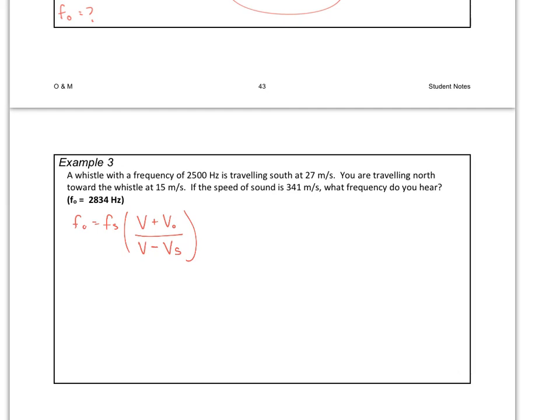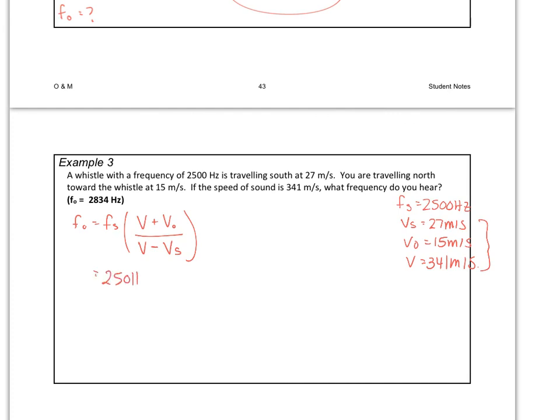Okay, so the frequency of the source is 2500 hertz. The source is traveling at 27 meters per second. The observer is traveling at 15 meters per second, and the speed of sound is 341 meters per second. So just getting these three can be really tricky. Make sure you're reading the question and understanding who's the observer and who's the source.